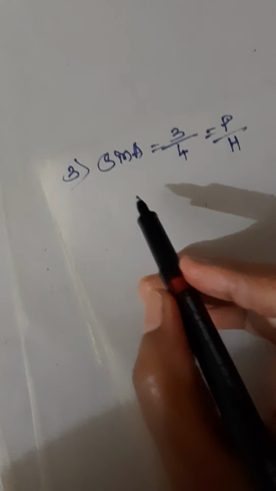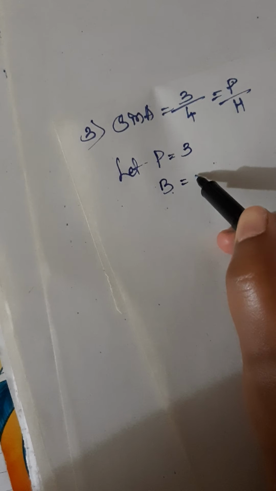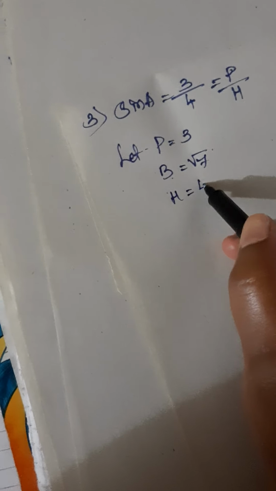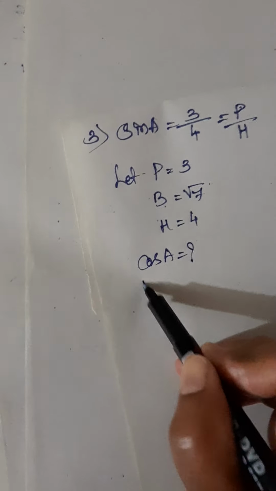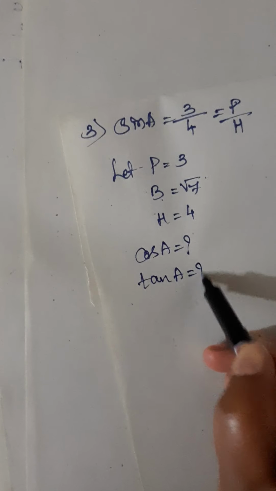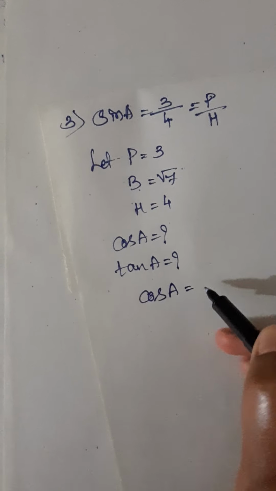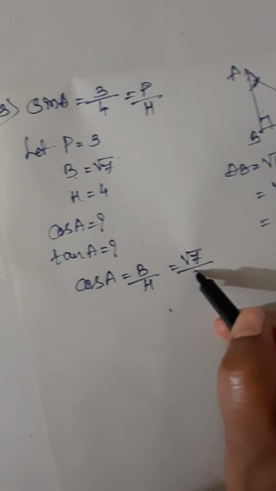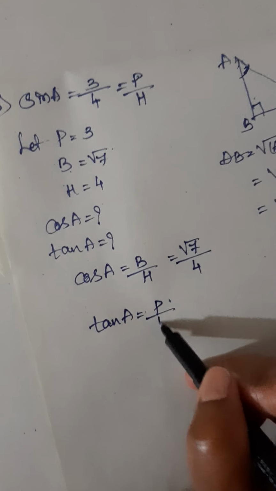So sin A we got here. By this, let's write P is equal to 3, B is equal to what we got now, root 7, H is equal to 4. By this, we have to find cos A and tan A. For A, cos A formula is B by H, that is base by H. So square root of 7 by 4. Tan A is equal to P by B, perpendicular divided by base.